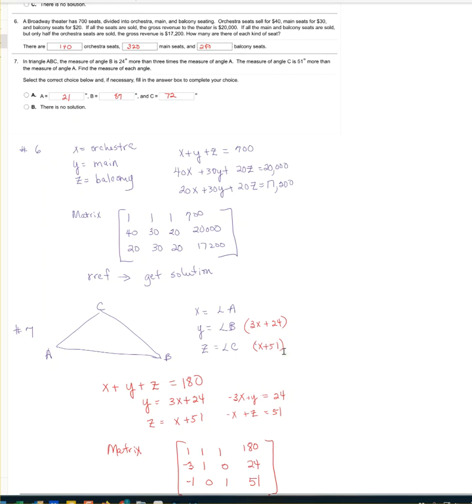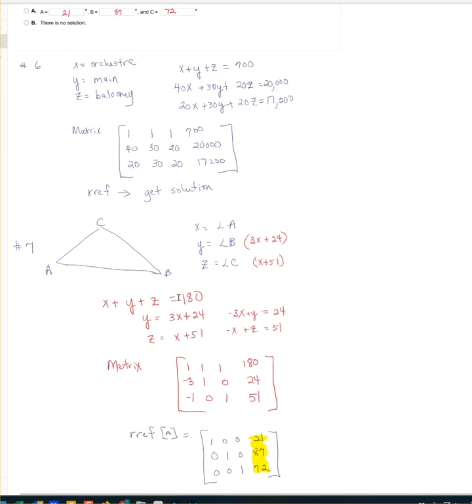So let's see how we could write if we know that much. So we know there's 180 degrees in any triangle. So X plus Y plus Z is 180. We know that Y is equal to 3X plus 24 and Z is equal to X plus 51. But we do need to have the letters on one side and the numbers on the other. So we'll subtract the 3X over here. We'll subtract the X for this one. So now we have three equations. 1, 1, 1, 180. And then for this one, we have -3, 1, 0, 24. For this one, we have -1, 0, 1, 51.